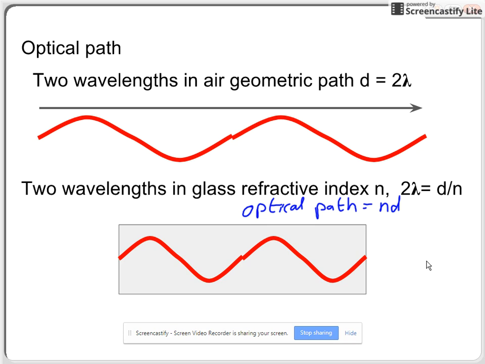So we're going to be using this idea now with the Newton's rings and the wedge fringes. It was always air that the path difference was happening in. What happens if you've got something like a lens coating where the optical material that you're going through actually has a different refractive index? That's why we need to do about optical path.